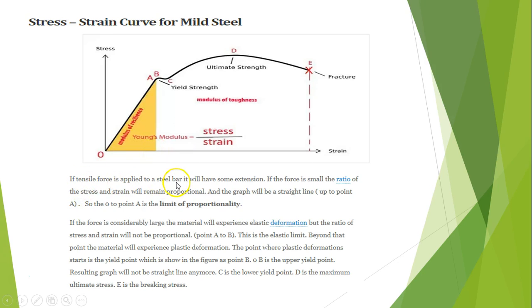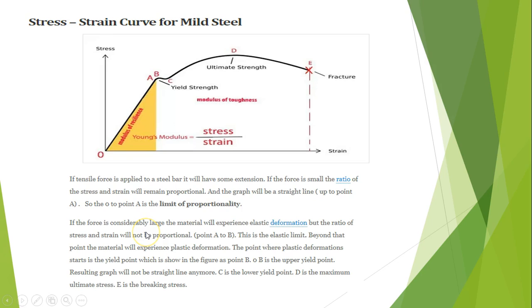If tensile force is applied to a steel bar, it will have some extension. If the force is small, the ratio of the stress and strain will remain proportional, and the graph will be a straight line up to point A. So from 0 to A is the limit of proportionality.